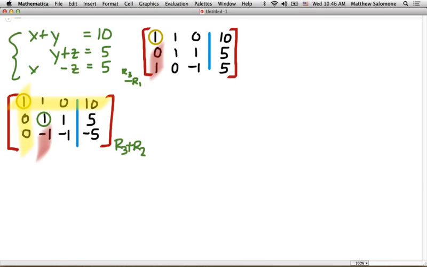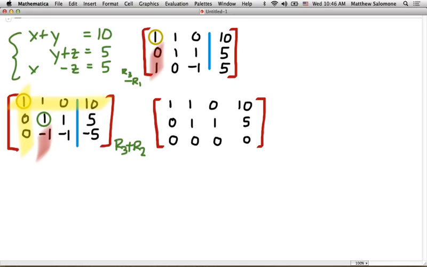And my first row is frozen at 1, 1, 0, 10. My second row doesn't change, 0, 1, 1, 5. But when I add the second row to the third row, I get 0, 0, 0, 0. So something happens here that didn't happen before. By the time I've now discovered this second pivot, now what? What do I have left to do? We can only go backwards.